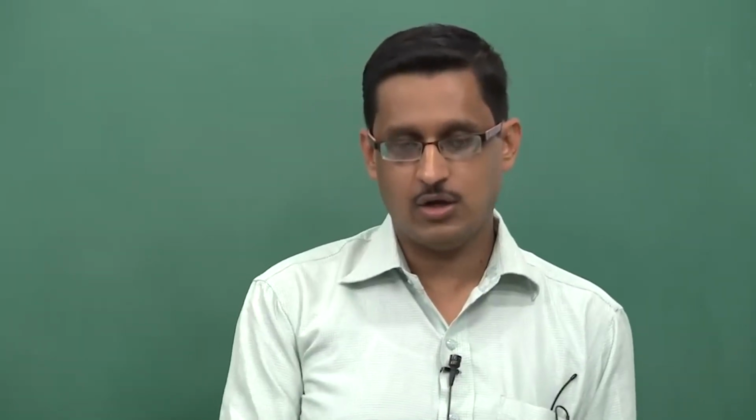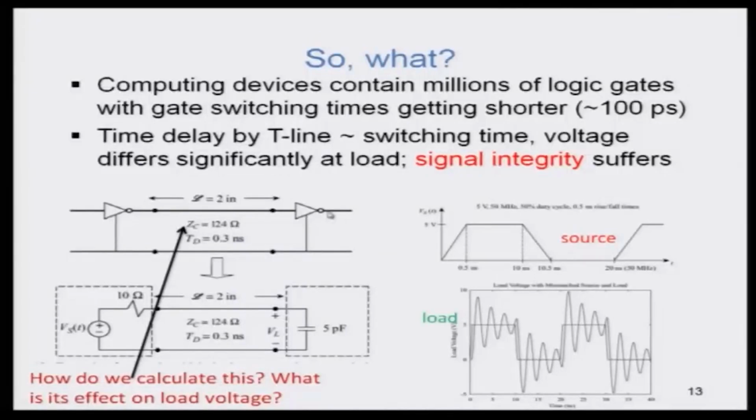The correct model of this scenario is to treat this as one logical element and this as another logical element which is switching. However, the space between these two, which is connected by a piece of metal or a wire, and in VLSI these are known as interconnects, is modeled as a transmission line. Transmission lines are characterized by several characteristics. One of the most important is the characteristic impedance. Here the characteristic impedance Zc is 124 ohms, and the time delay of the interconnect is 0.3 nanosecond.